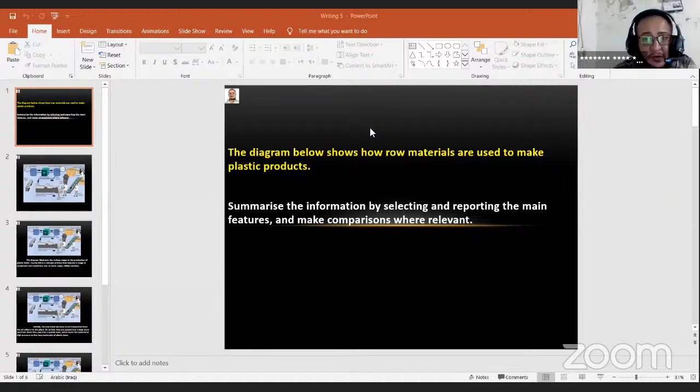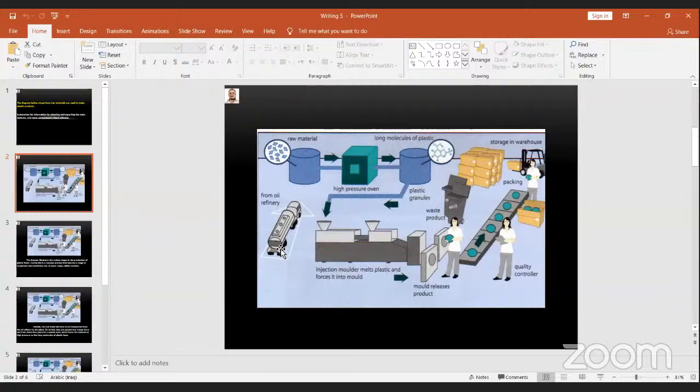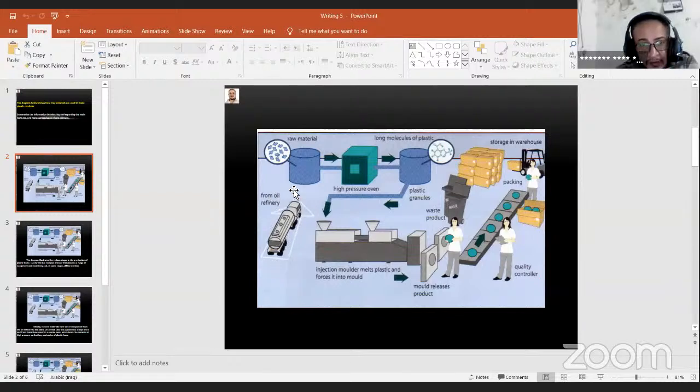The diagram below shows how raw materials are used to make plastic products. Summarize the information by selecting and reporting the main features and make comparisons where relevant. Let's come here. Look at this diagram. I want you to have a look on this diagram, okay? Look at it. It starts from this arrow, from our refinery, raw material. Then you have a high pressure oven, long molecules of plastic.